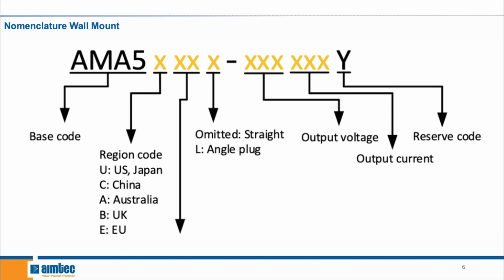And right before the dash, we have the slot for a right angle plug, which I'll also be showing you later. If there is no digit at that location, it means it is a straight plug. If there's an L, it means that there is an angled plug. The next three digits after the dash represent output voltage, and after that, output current, and then the reserve code.